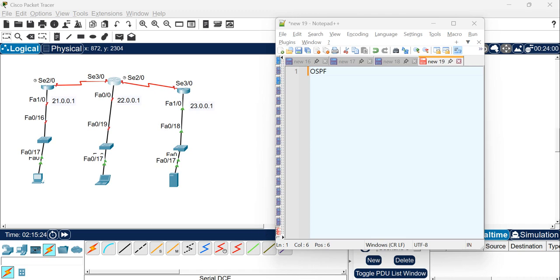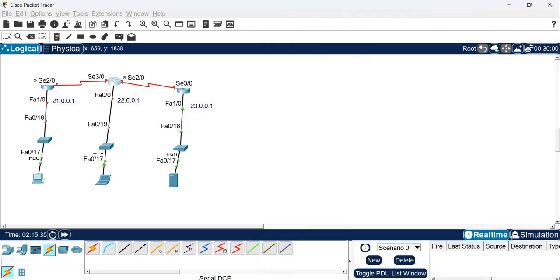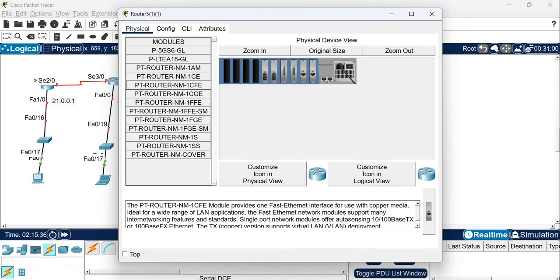OSPF configuration. Before that, I have a machine with some existing configuration. I want to erase it and make it a new machine.